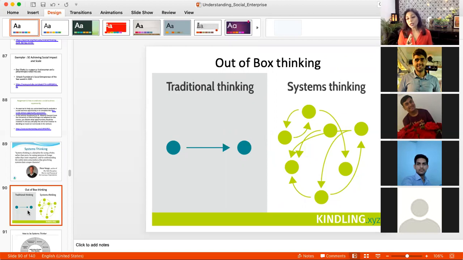We look at a problem and we look at a solution. But systems thinking is trying to encourage you to connect multiple dots, to draw out patterns which may exist, which at the first sight of a problem you may miss. So it is kind of digging deeper into the issues which can be missed at the first glance.